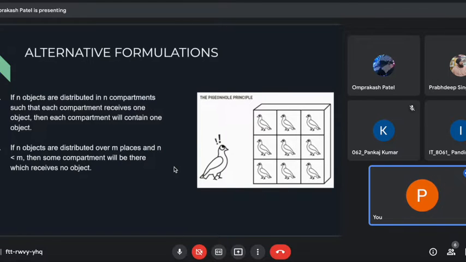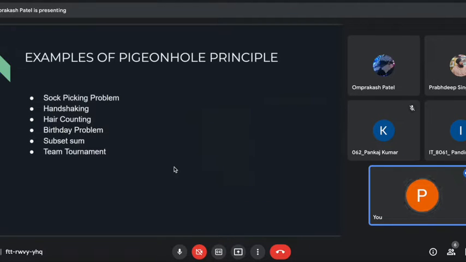Some of the alternate formulations include: if n objects are distributed in n compartments such that each compartment receives one object, then each compartment will contain one object. The other one is: if n objects are distributed over m places and n is less than m, then some compartment will be there which receives no object. Some examples of the pigeonhole principle are the sock picking problem, handshaking problem, hair counting problem, birthday problem, as discussed by my friend Ravi Teja, subset sum, and team tournament.